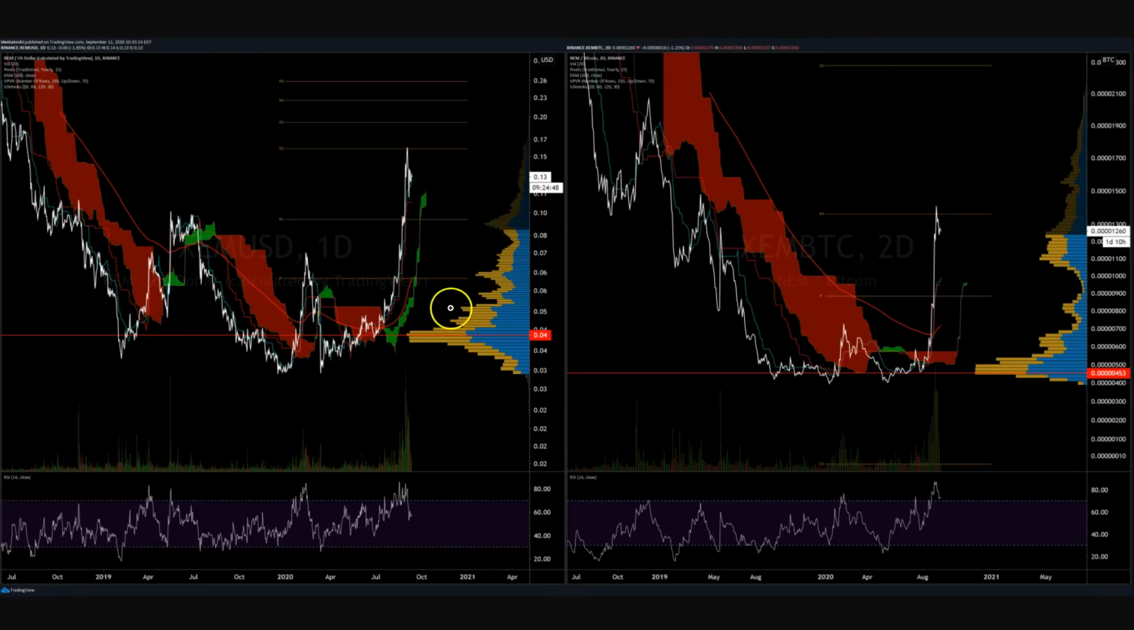NEM, really strong move off of the Kumo breakout, 200 EMA breakout, something that I really didn't ever watch because I kind of wrote it off, but it's done well, surprisingly. And this is the 2-day. It had this nice W double bottom and just exploded kind of out of nowhere. They do have a chain migration coming up. They're rebranding and adding a bunch of stuff.